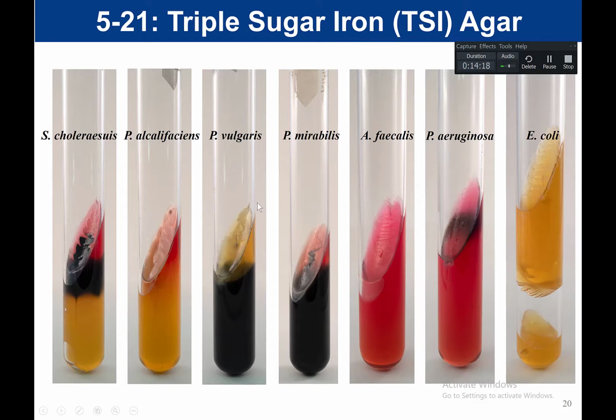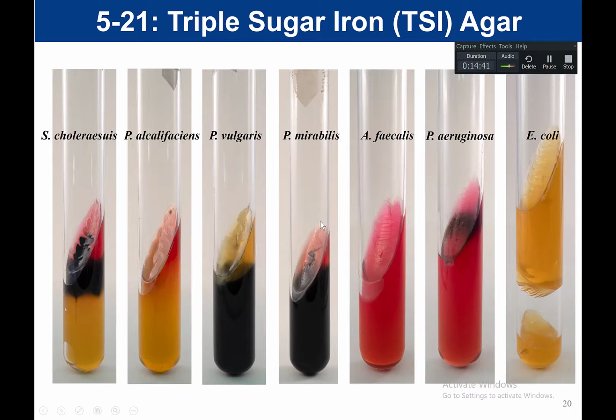Here we have Proteus vulgaris. We can see that the slant is going to be yellow, right? And we know that under the black is also yellow. So this is an all sugar fermenter. It uses glucose and at least one disaccharide. And it's positive for H2S.